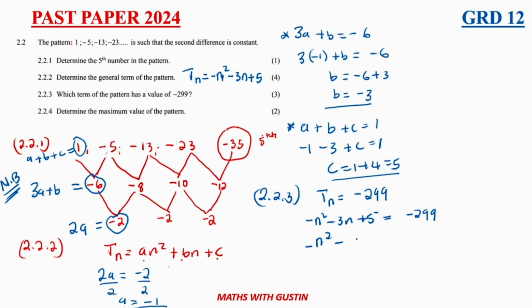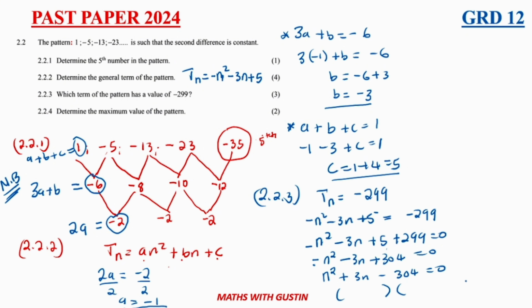All right, so therefore we need to take this to the other side: -n squared -3n plus 5 plus 299 is equal to 0. So -n squared -3n, when you add this together, is going to give us +304. Then multiply everything with a negative, because we can't factorize with this negative here, guys. So it's going to be n squared plus 3n -304.